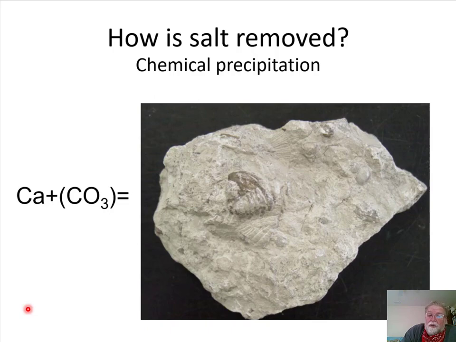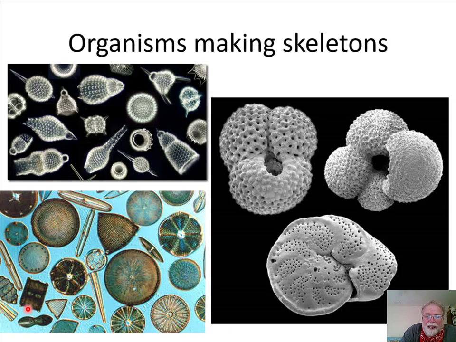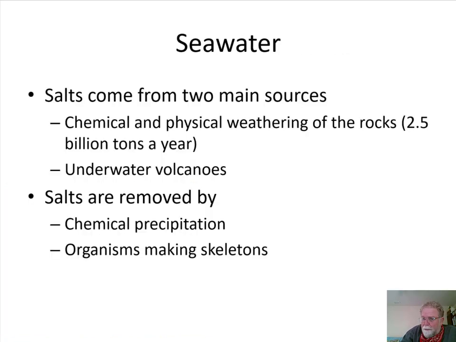Right, and so that's one way. The other way is all those little organisms out there making skeletons. You've got foraminifera over here, some radiolarians, some diatoms. You've got all these things living in that water, making a skeleton. And once again, if those chemicals are in that skeleton, they're not in the water. And so those two things kind of balance out.